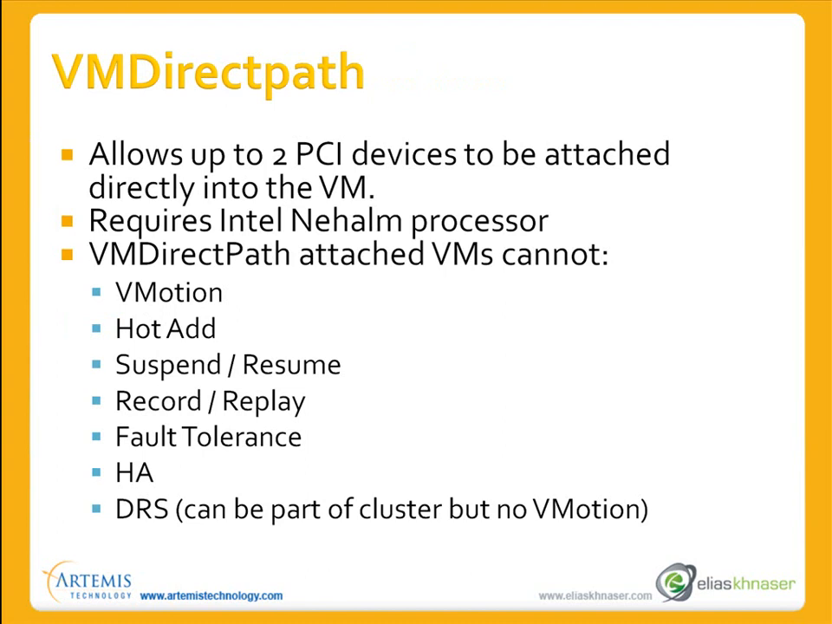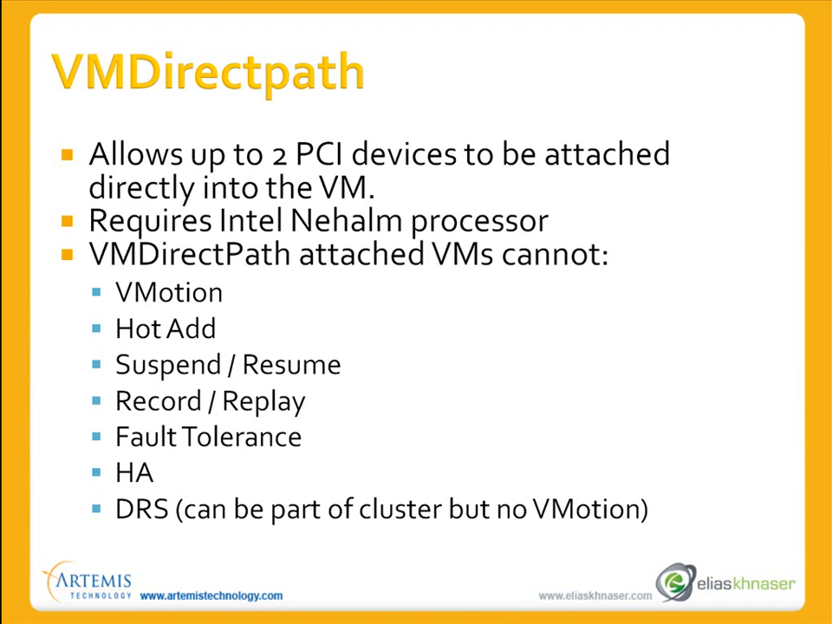Now if we move on to VM Direct Path. VM Direct Path is a feature, again, that was introduced with vSphere 4. The advantage of having VM Direct Path is that it allows you to take a PCI device and attach it directly to a VM. Now, why would you do that? Well, the reason is that prior to VM Direct Path, there were a lot of complaints that certain applications could not be virtualized because you couldn't give them enough horsepower. You couldn't give them enough I/O to support what the application needs.